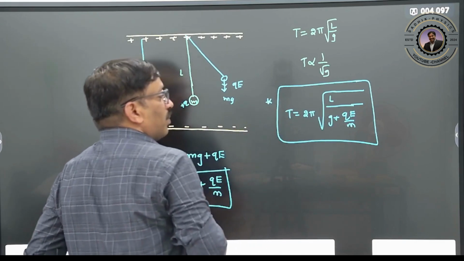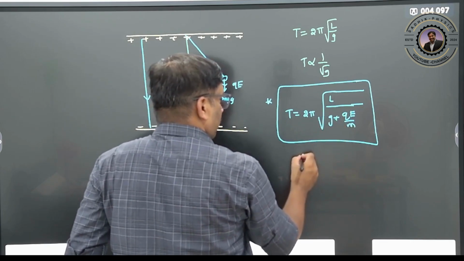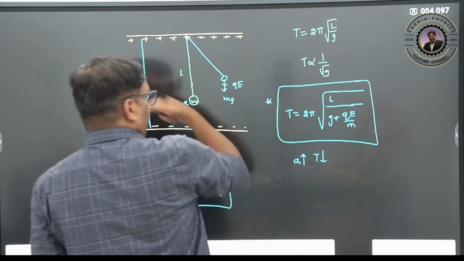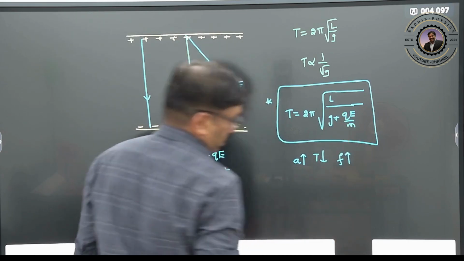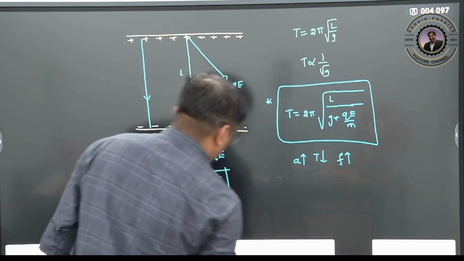What will happen now? The effective acceleration has increased, so the time period will decrease. Time period decreasing means it will be able to oscillate very quickly. Therefore, the frequency will increase. Clear? Right? So, one more application we can do now.